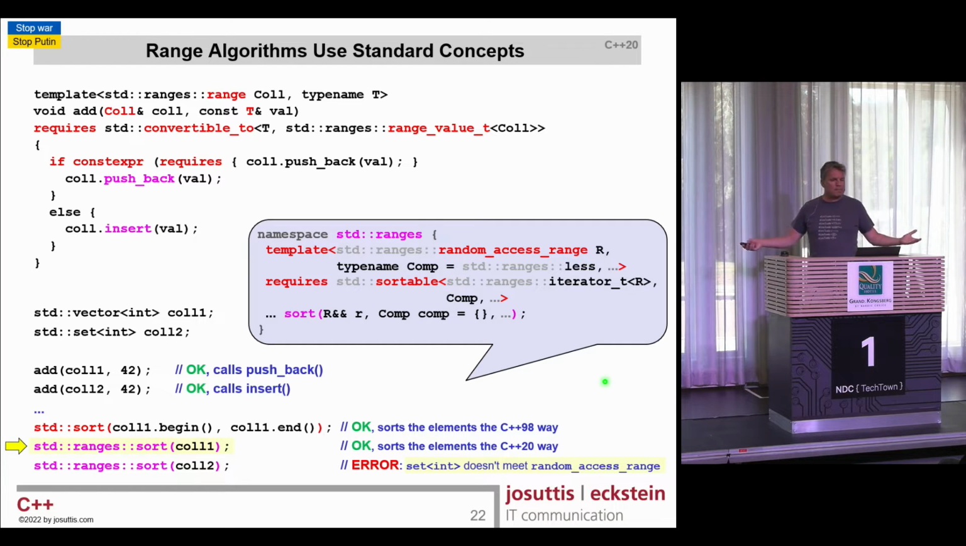So let's implement print. Print takes an input range. We want to iterate once over all the elements. That's the way we can write it now. We can pass a vector. We can print the collection. Awesome.